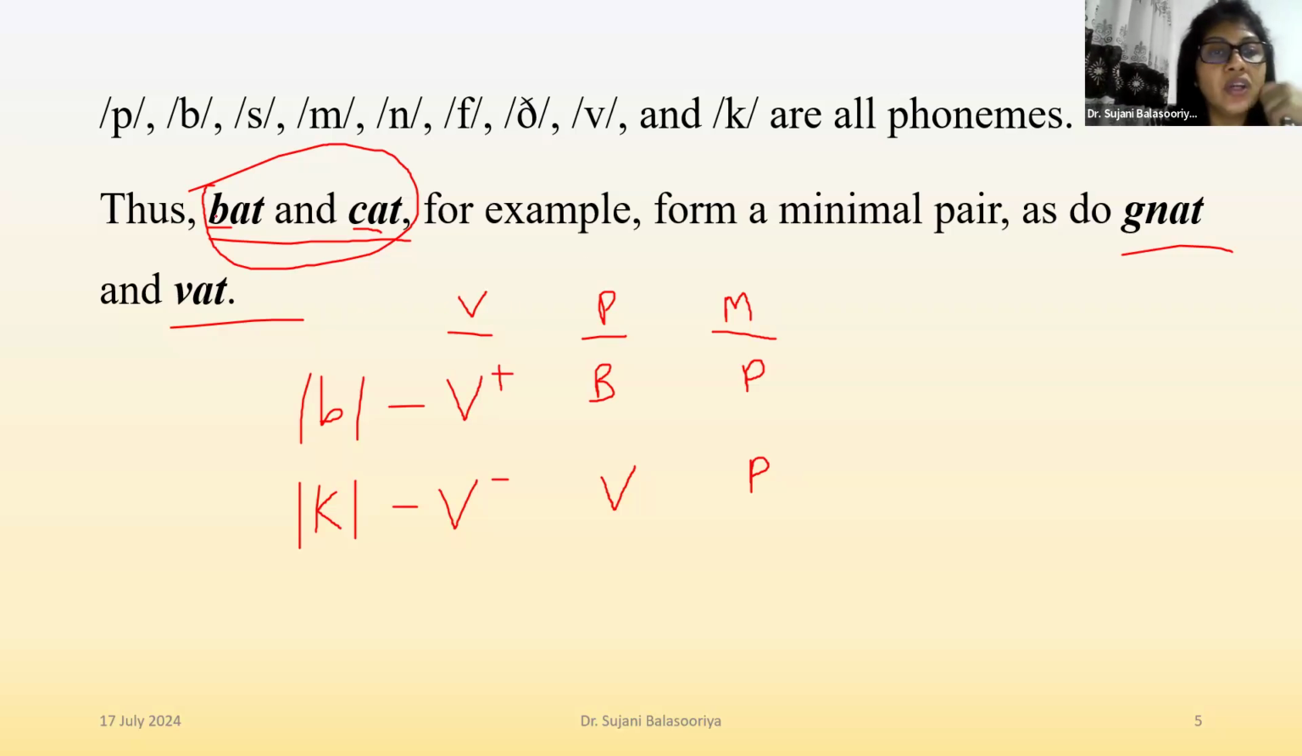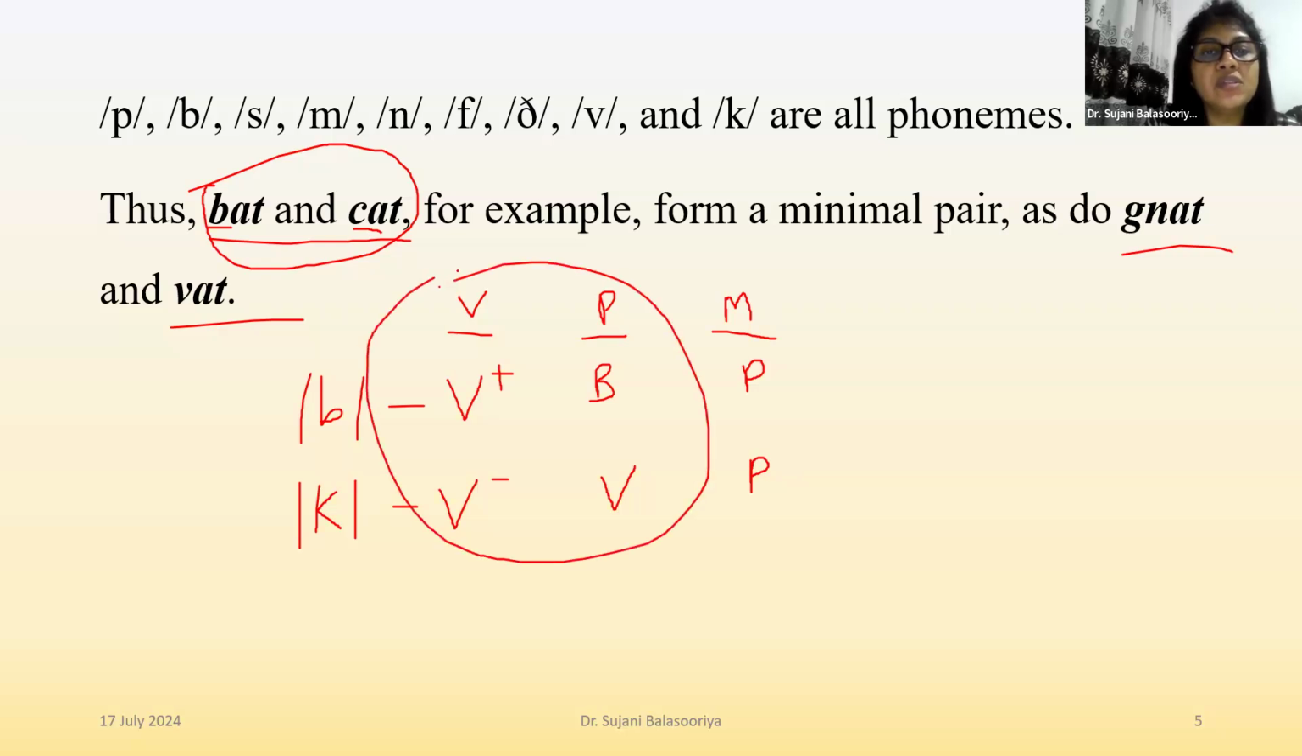Now here, according to the two words in this minimal pair, bat and cat are different in the initial phoneme, which is b, and the other one k. The differences between b and k lie in phonation as well as in place of articulation, because b is voiced and k is voiceless, and b is a bilabial while k is a velar consonant. And talking about manner, both are the same, right? So this is where these two phonemes are different.